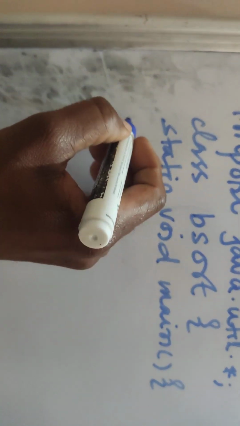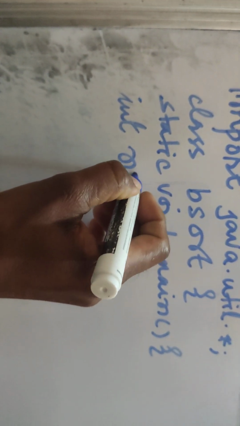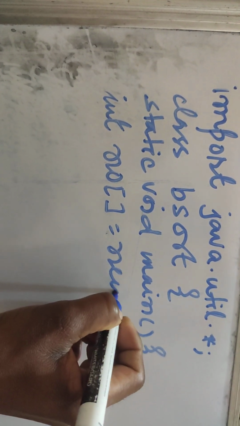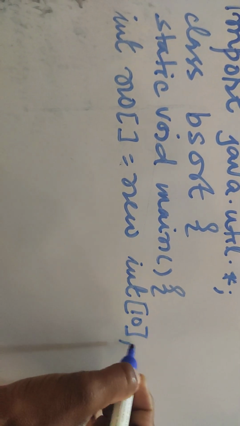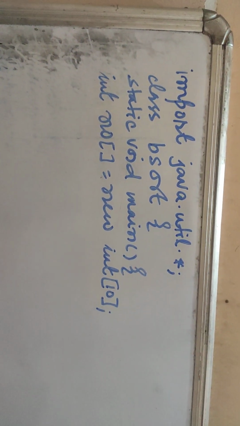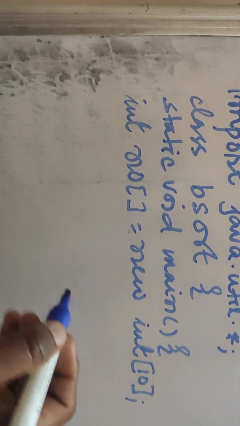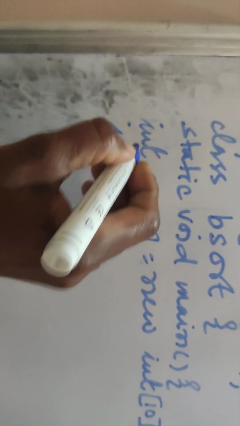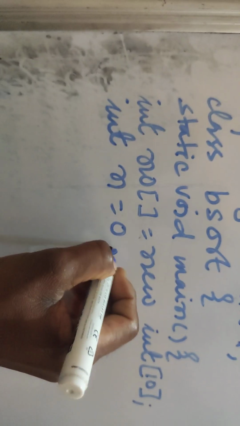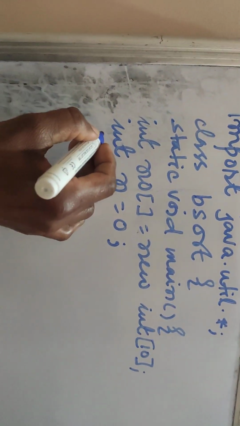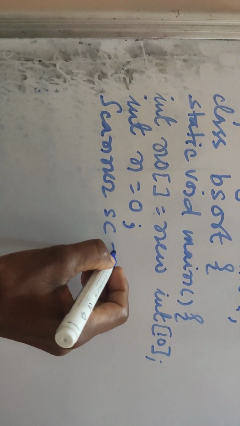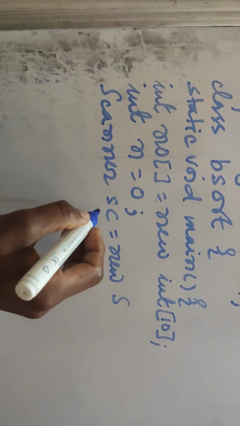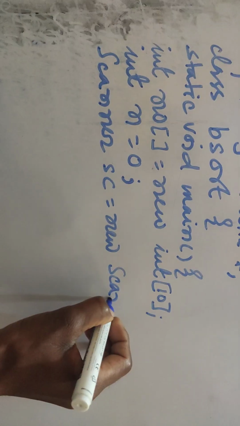We need to input 10 numbers in an array, so I am taking the variable as an integer number, new int 10. Okay, 10 numbers we input in the array. Then one more variable you need to take, a third variable, integer n equal to 0. This is for swapping. Now you need to create a scanner class. Any name you can give, it is our choice.